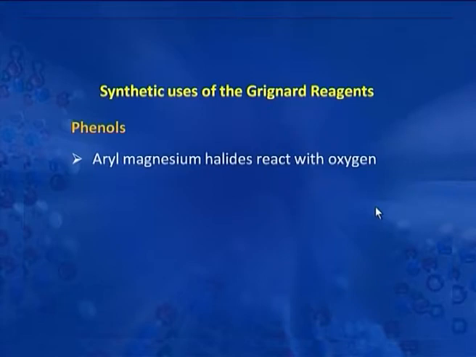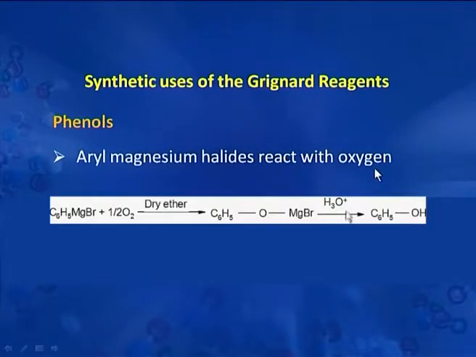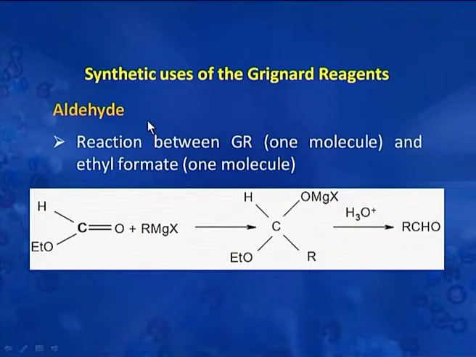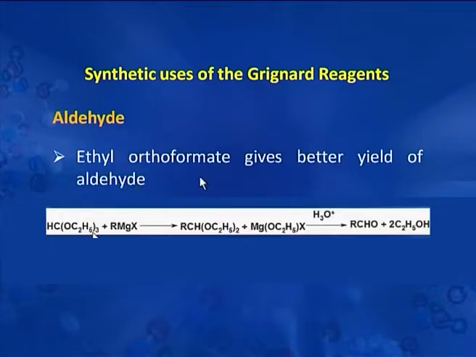Aryl magnesium halide reacts with oxygen to give phenoxy magnesium bromide, followed by hydrolysis which gives phenols. With the reaction of Grignard reagent and ethyl formate, here we use one molecule of ethyl formate and one molecule of Grignard reagent followed by hydrolysis, and this gives an aldehyde. Ethyl formate gives a better yield of aldehyde. For better yield we should use ethyl orthoformate.